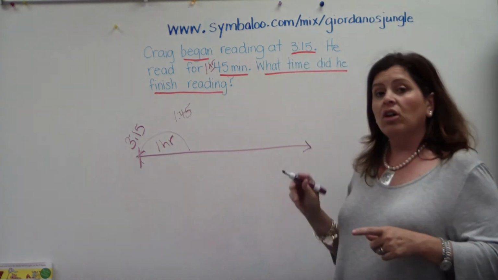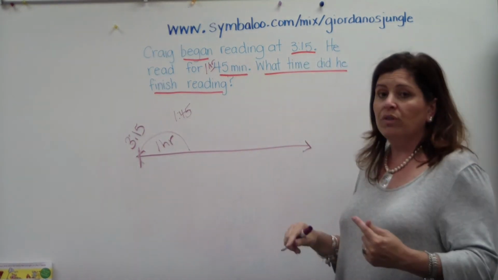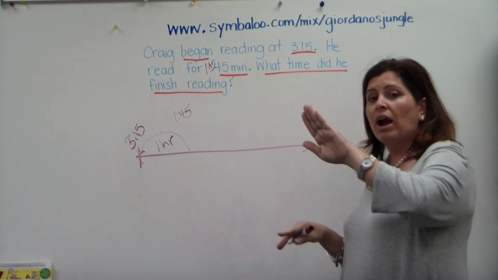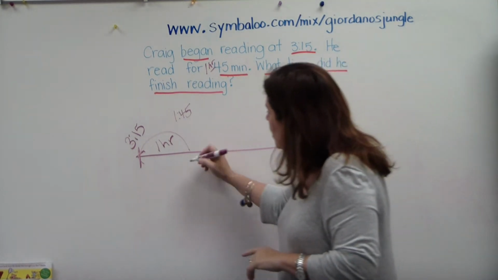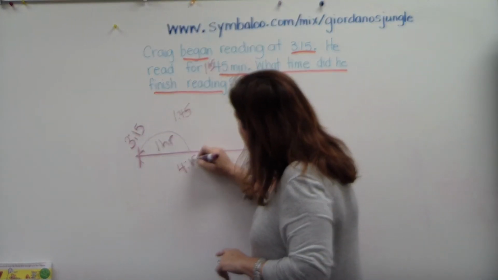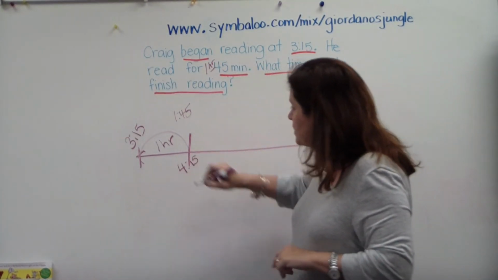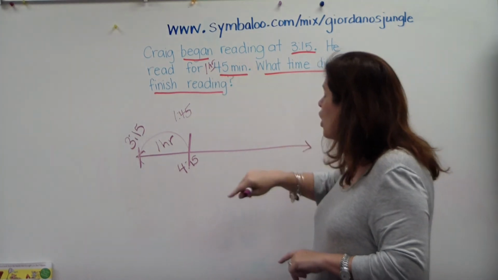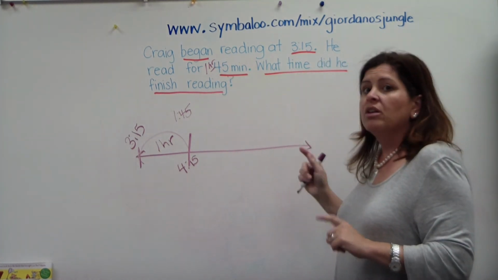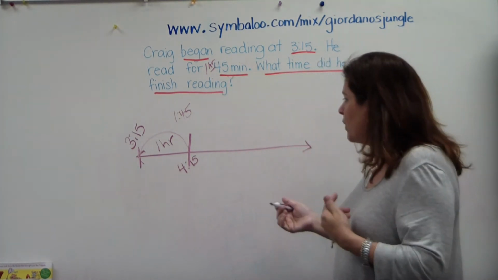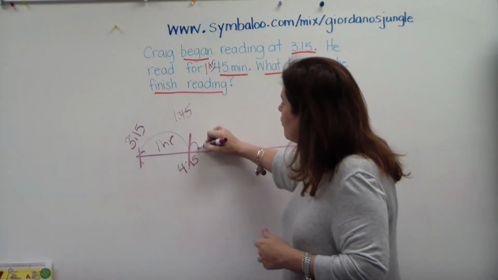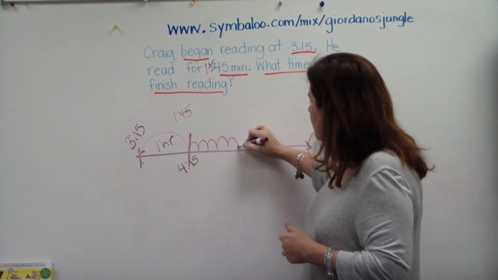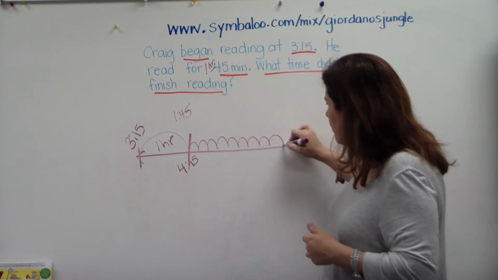Well, we know that on the clock, if we jump 1 hour from 3:15, then that's exactly going to be 1 more hour up to 4:15, right? So we now have a new start time of 4:15 to work from with our minutes. And just like we did before, we're going to do our jumps up to 45 to see where we end up, okay? Again, 5, 10, 15, 20, 25, 30, 35, 40, 45.